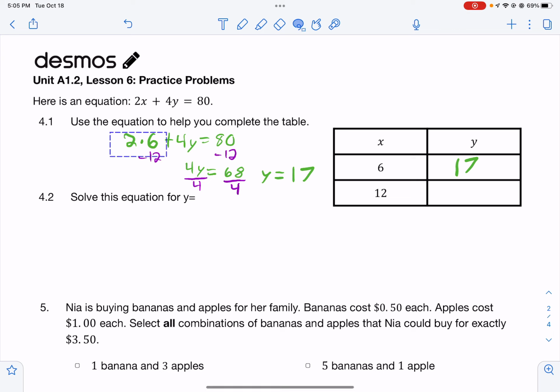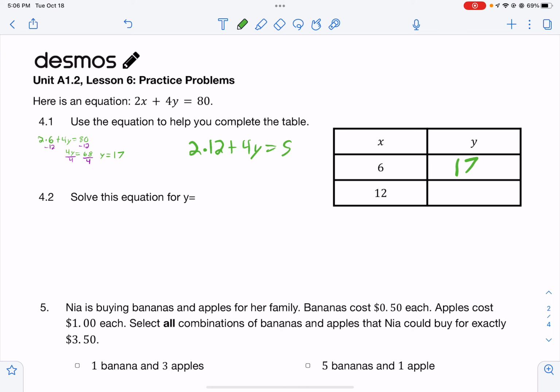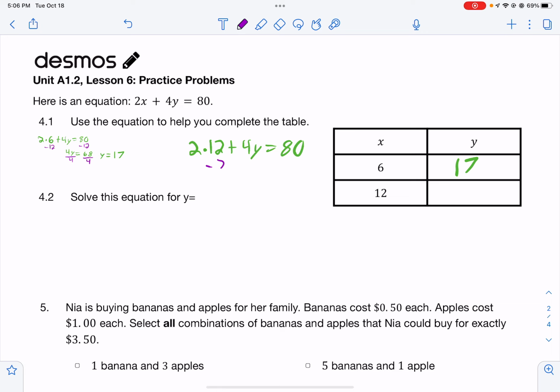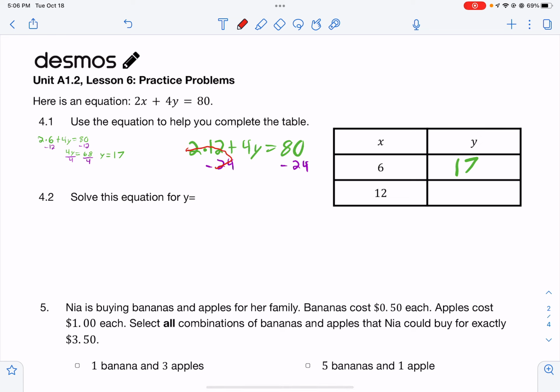What we're going to do now is basically do that same thing again. This time see what happens if we have 12 instead. And there are different ways you could solve this too. This is just one way. So we'll subtract 24 from both sides this time. Remember 24 because this will reduce to 0. So we're adding 0 or doing nothing. 80 minus 24, that gives us 56.